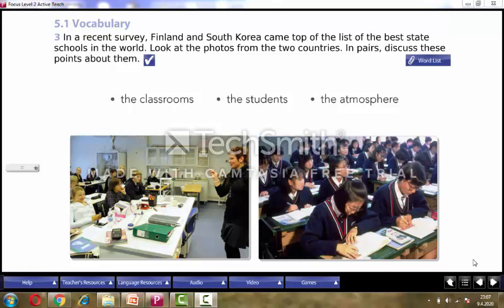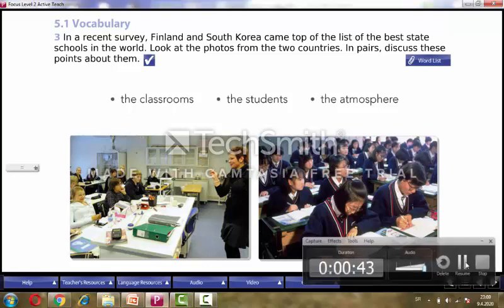Since I know that you really miss your classroom, we are going to start our today's lesson by analyzing two photos that you can see on the screen from two different countries, classrooms in Finland and South Korea. By the way, Finland and South Korea came top of the list of the best state schools in the world. So let's discuss why these two photos are different, related to the classrooms, the students and the atmosphere that's portrayed.